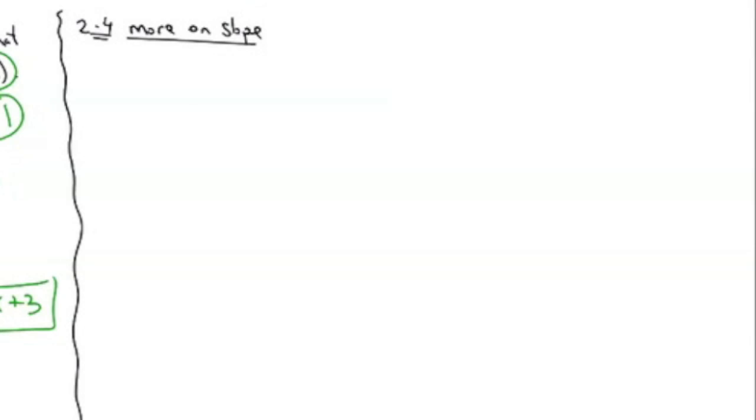I assumed that you already knew something, and I can't because I haven't taught it to you yet. So there's only two things in here that I'm going to teach right now, and then we're going to backtrack and finish the rest of it later. So 2-4, more on slope. The other two words that you have to worry about are parallel and perpendicular.